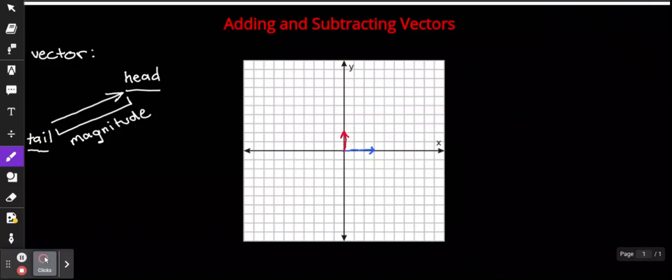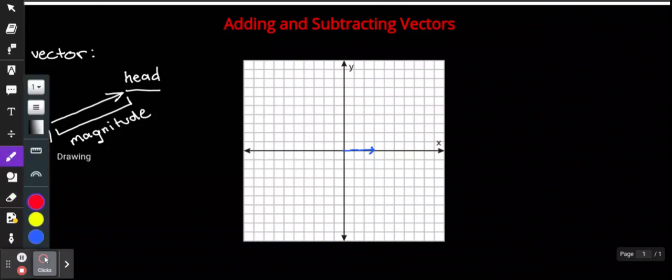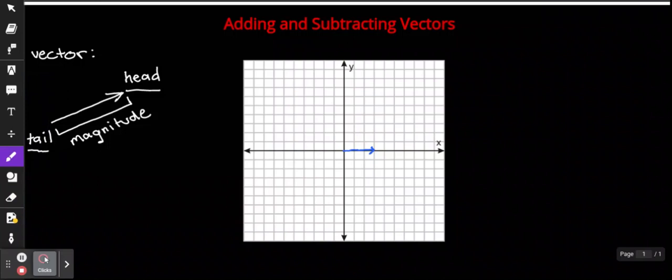Okay, so we are going to have to add this. We can start off with either the blue or the red vector. I'm going to start off with the blue vector. So the blue vector, its head is the area that has the arrow. So starting from the head, I'm going to redraw the red vector's tail at the top of the head and go 2 units up.